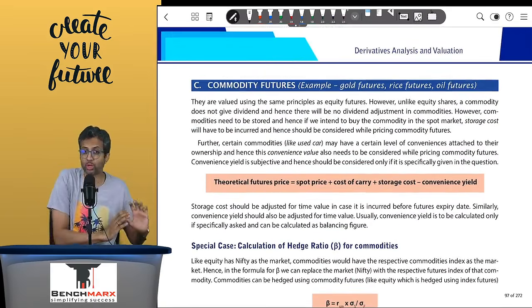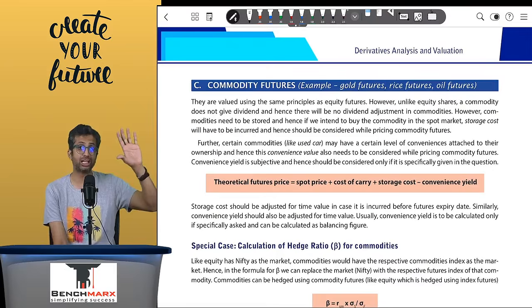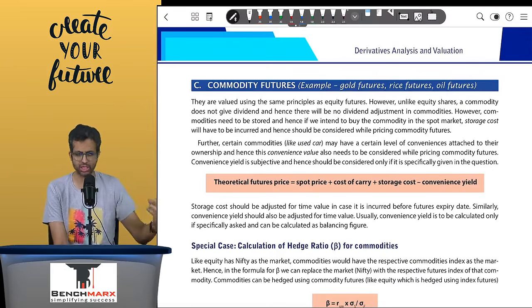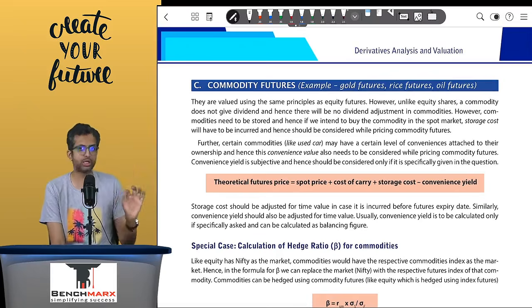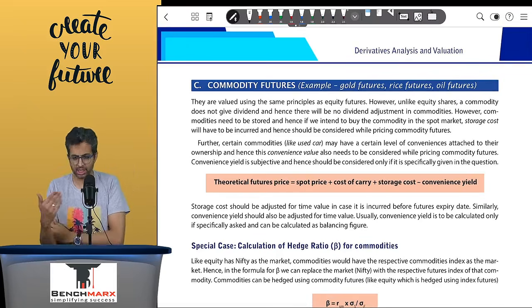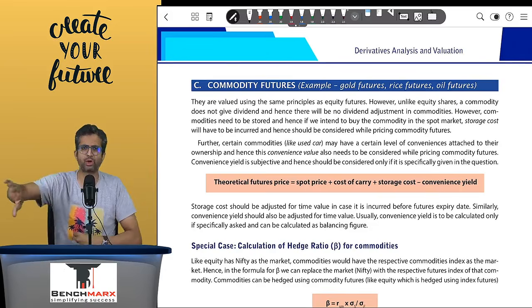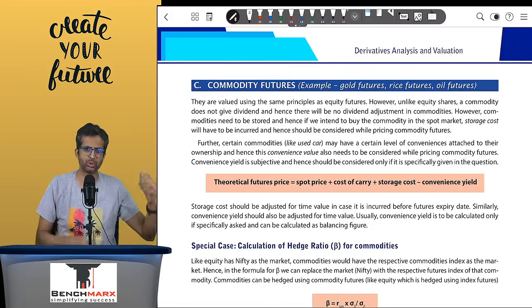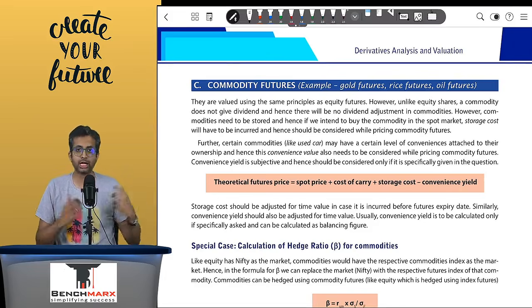Two other things. This was, in my opinion, the most important part of the futures discussion, the index future hedging, and we'll do two important sums on this in some time before we start the option section. First, we will finish off two other concepts which are there in futures as well. One is commodity futures and one is margins.